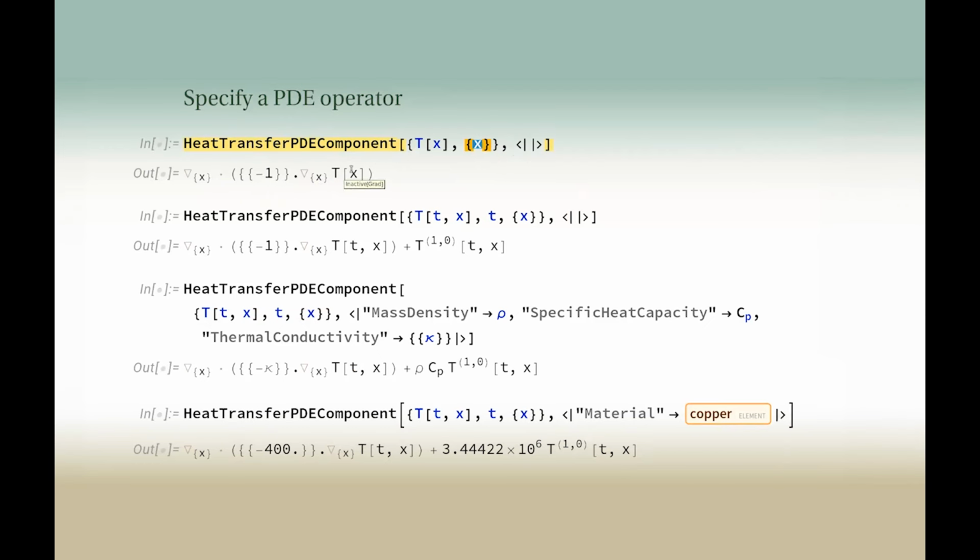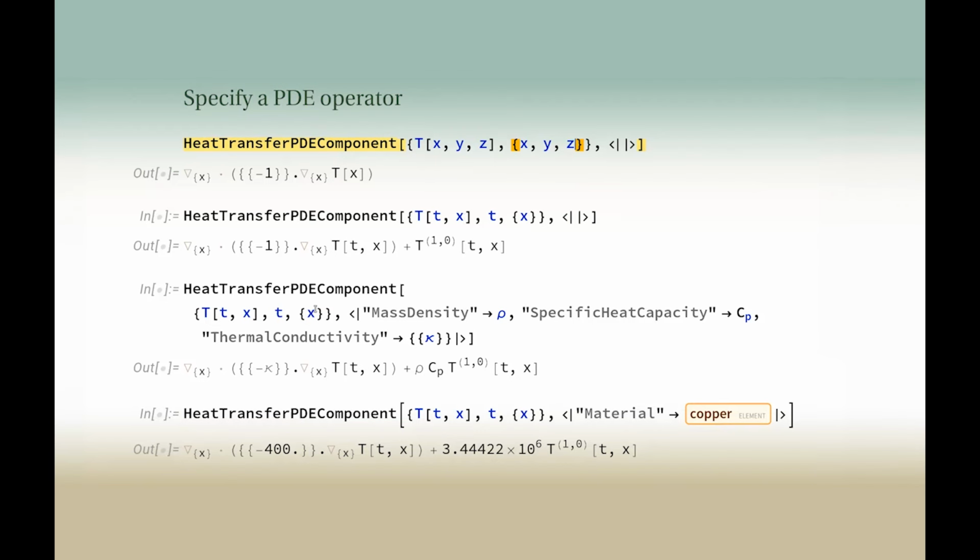T is the dependent variable, and X is the independent variable. In this case, now we have a time-dependent problem. So T enters this part of the specification, and here is another T, and it generates a time-dependent component. And again, in 3D, you just add the XYZ there.